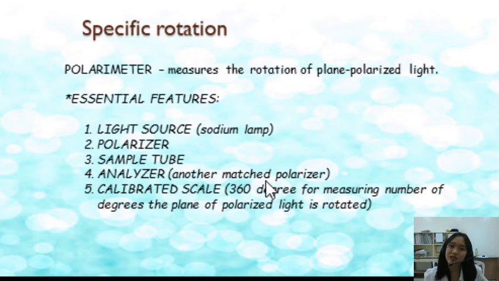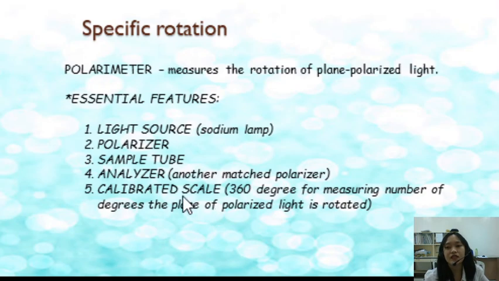Okay. Di ba sabi natin kanina, you need two Polaroid filters in order to produce plane polarized light. Now, the first is the polarizer and the second one is the analyzer, another matching polarizer. And then lastly, you have the calibrated scale, 360 degrees, for measuring the number of degrees the plane of polarized light is rotated. So, ito na siya.